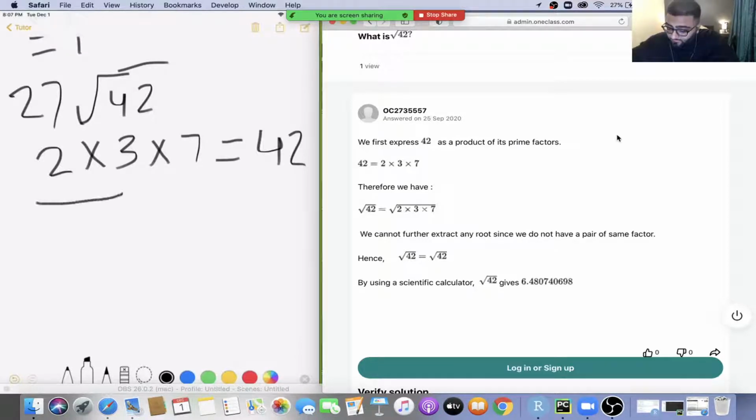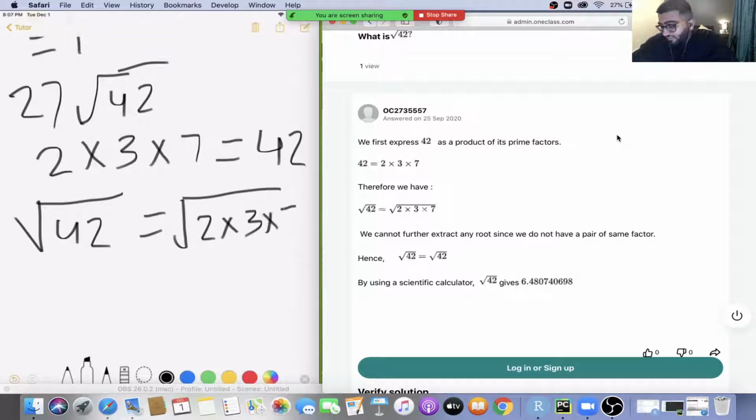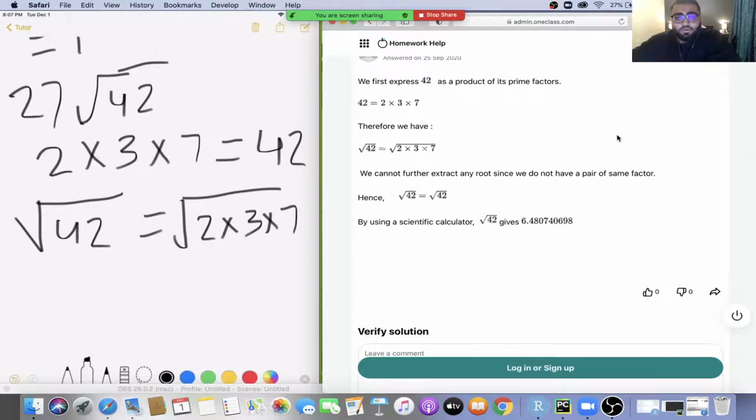Therefore, we have root 42 equals root of 2 times 3 times 7. And we can't further extract any root since we do not have a pair of the same factor. Hence, root 42 will always be written as root 42 because we can't factorize it anymore. We'll just plug it into our scientific calculator and it'll give us the number given there, 6.4807.